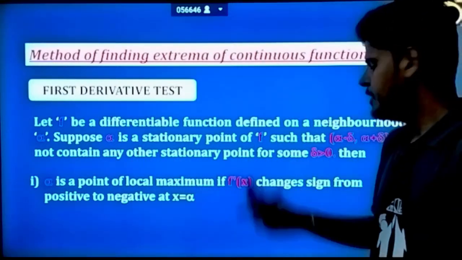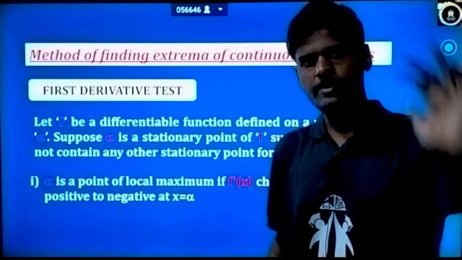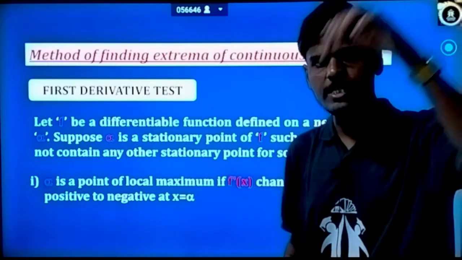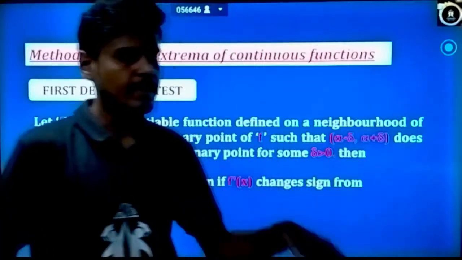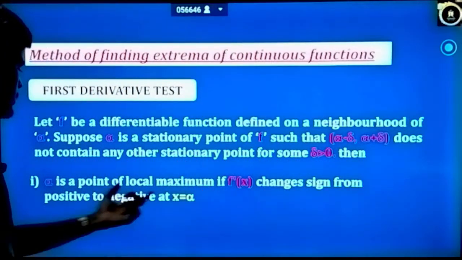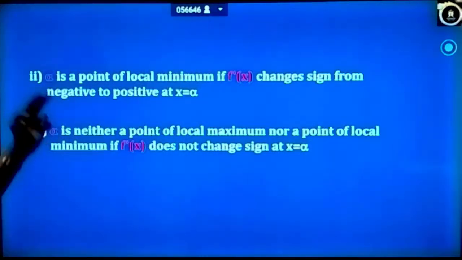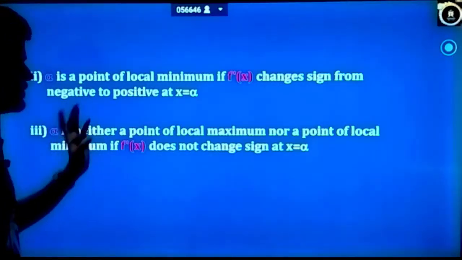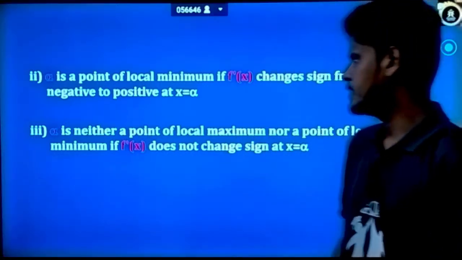Alpha is a point of local maximum if f dash changes its sign from, when it will be maximum, students, it will change sign from positive to negative. F dash changes its sign from positive to negative. And what about the minimum point? It will change from negative to positive. So this is the first condition for maximum. And for minimum, f dash changes its sign from negative to positive at this point. So that is the maximum or minimum identification through the first derivative test.